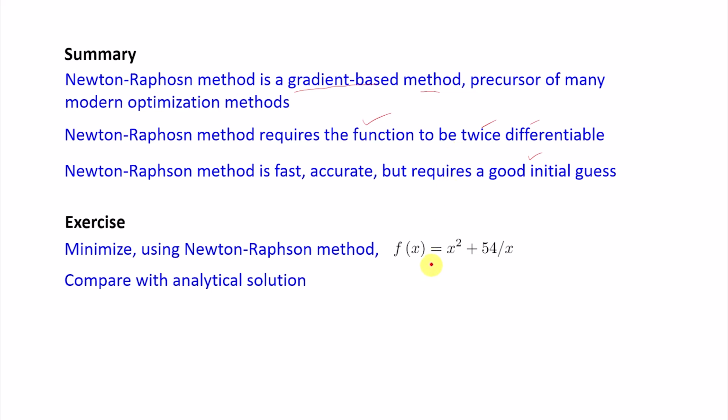So for your exercise, use the method we have just described to minimize this function fx equals x square plus 54 by x. Compare this with the analytical solution.